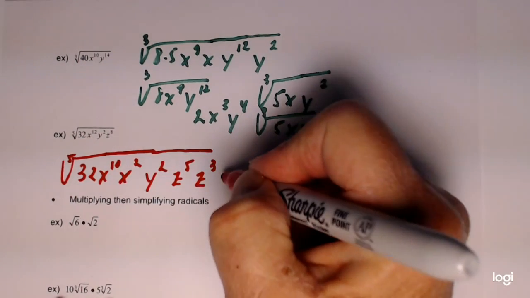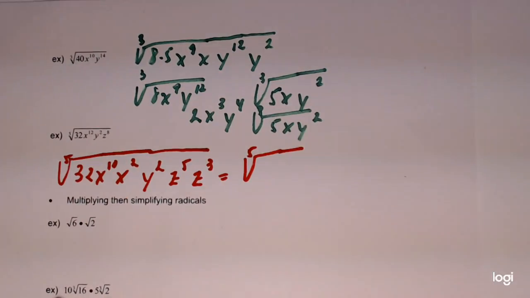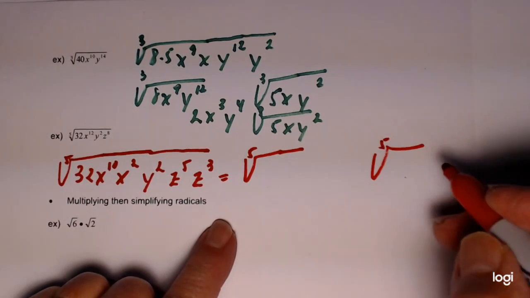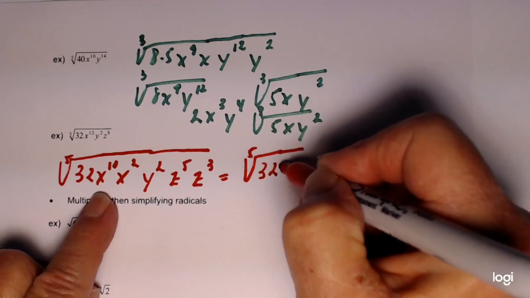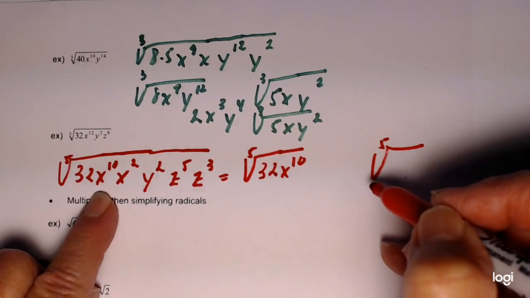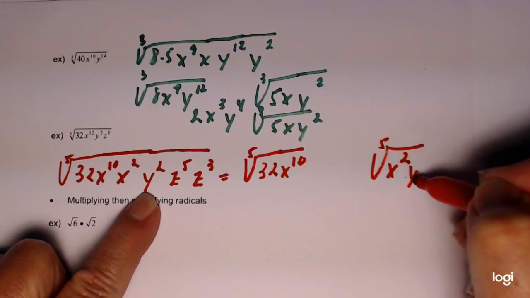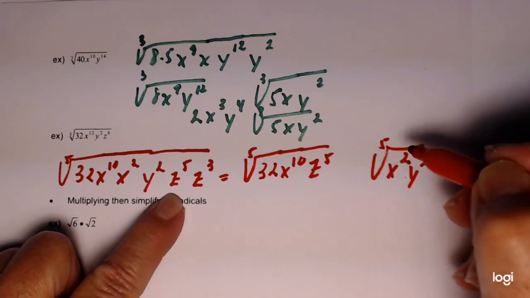So to be consistent here, let's collect the perfect powers of 5, and then what will not be able to be simplified. So 32, yes. X to the 10, yes. X squared, no. Y squared, no. Z to the 5th, yes.